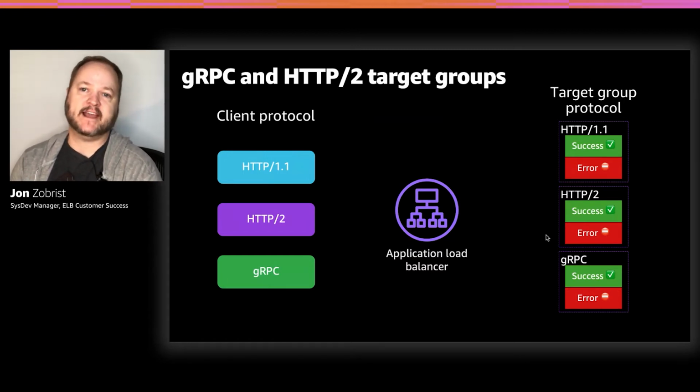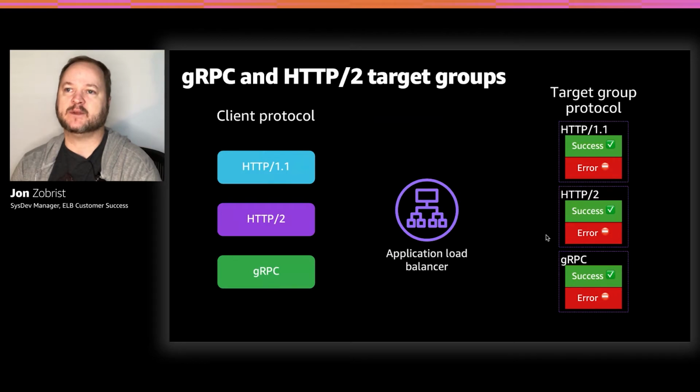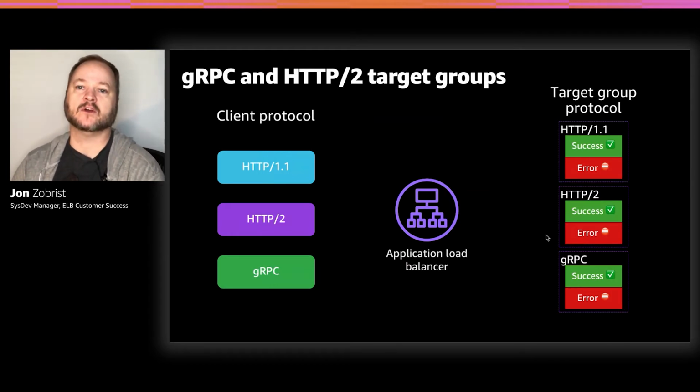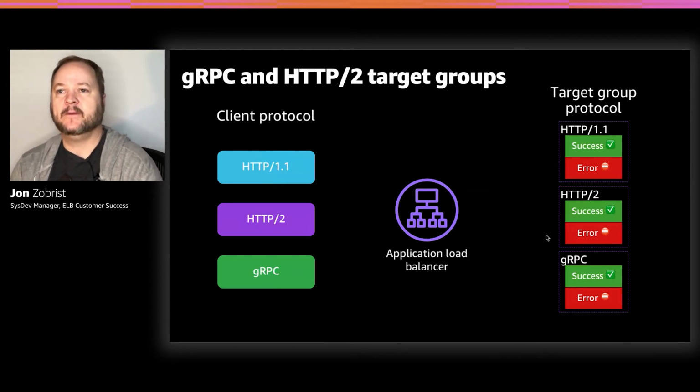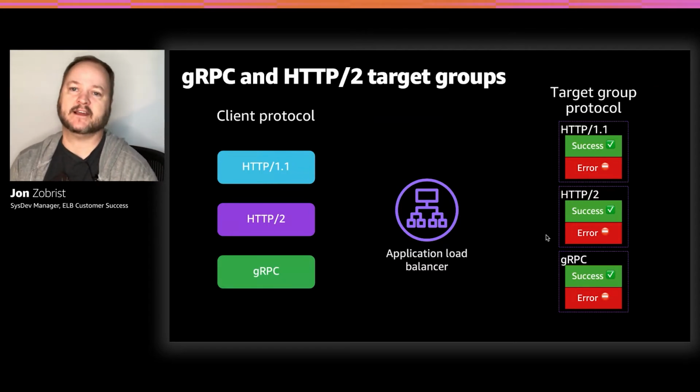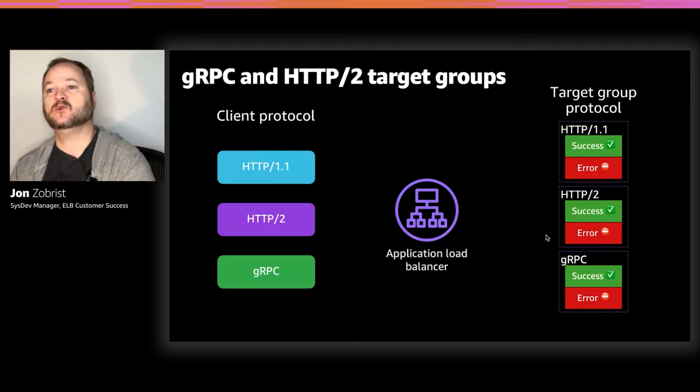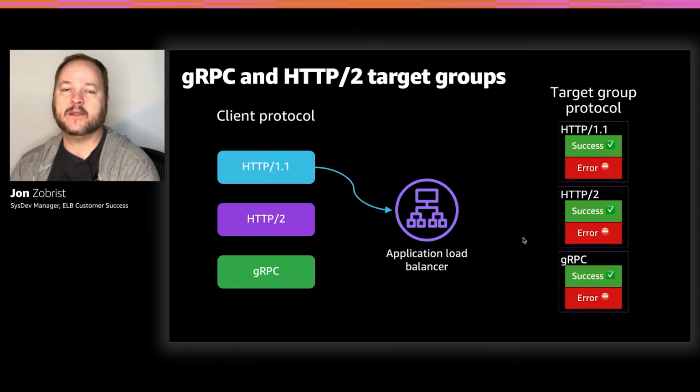With gRPC and HTTP2, you could now create those target groups to be either gRPC or HTTP2, and then the requests from the load balancer can be routed directly to them over those protocols to the back end. This does introduce some compatibility issues because you can't do some things like upgrade an HTTP 1.1 request to an H2 or gRPC request, but you can downgrade.